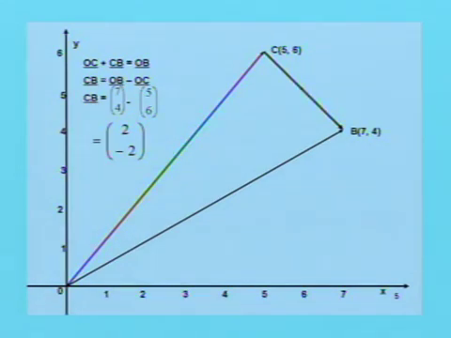Substituting for vector OB, we have 7, 4. Substituting for vector OC, we have 5, 6. So 7, 4 minus 5, 6 will give us 2, minus 2. So vector CB is equal to 2, minus 2.